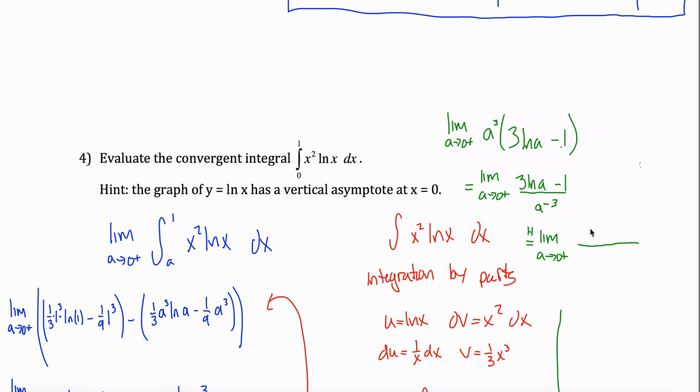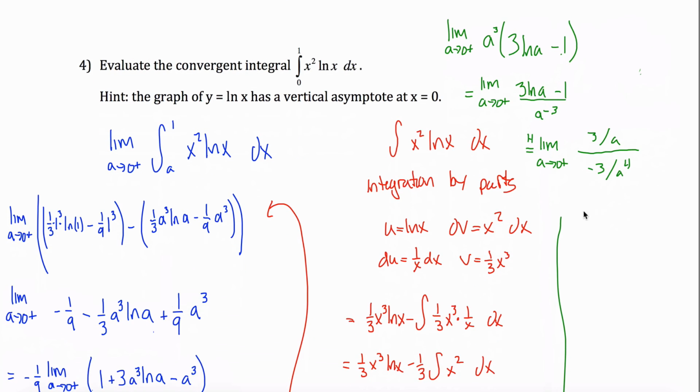So the derivative of the top here would be 3 over a. And the derivative of the bottom would be negative 3a to the negative fourth power. Check it right like this. I'm going to clean this up a little bit. You get the limit as a approaches 0 from the positive side of, kind of invert and multiply by the reciprocal of the denominator here. The 3's will cancel. You'll be negative. You'll have a to the fourth over a, which is a cubed. So you get negative a cubed.